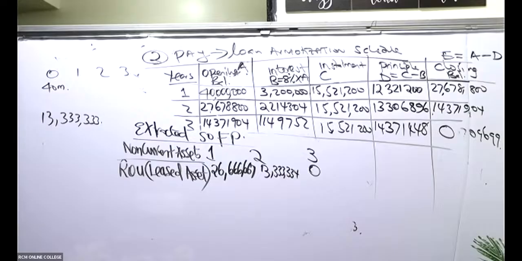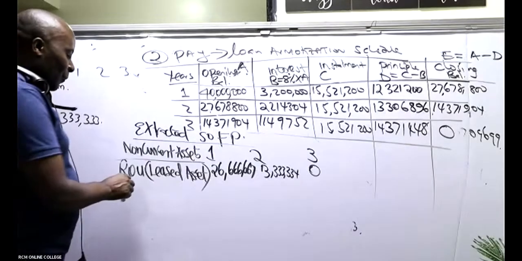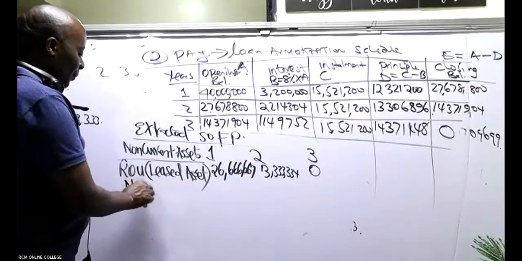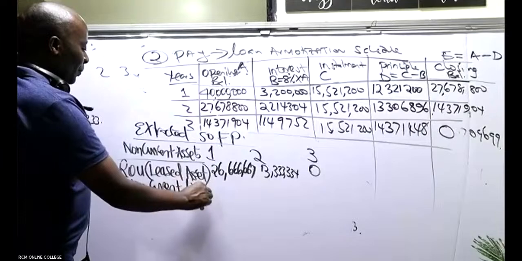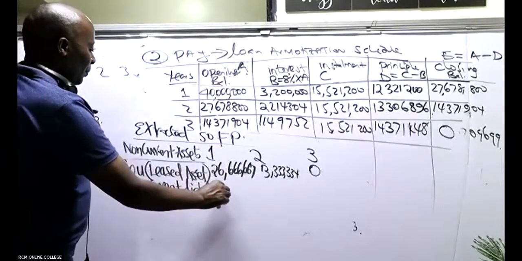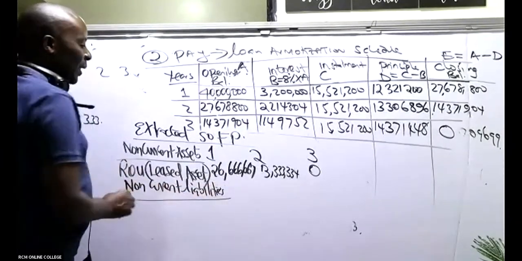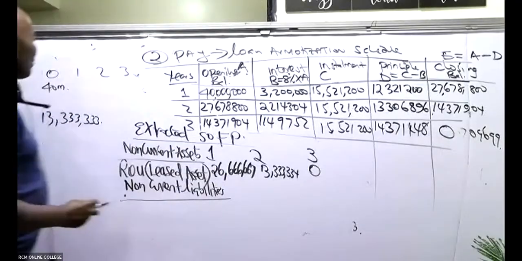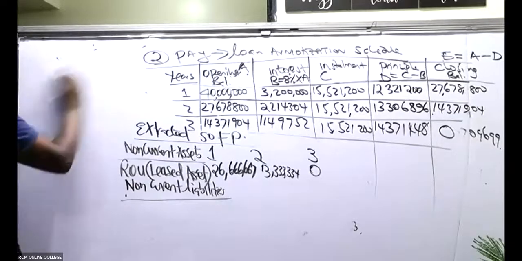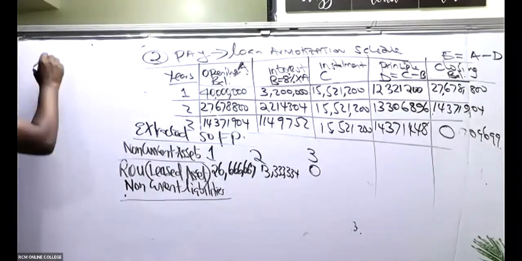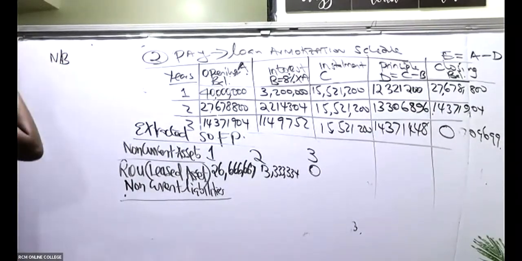Now from there we got the liabilities. So for liabilities, I will start with non-current liabilities. Remember, here you must state a note. You must go there and give us a note. So what is the note?